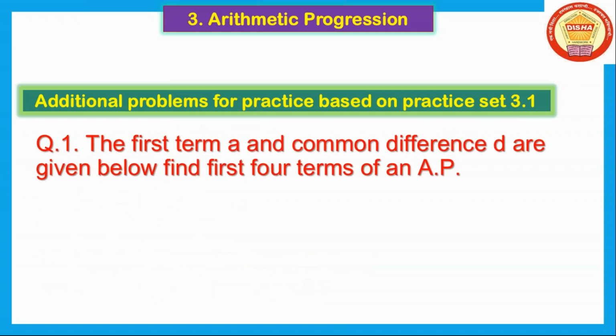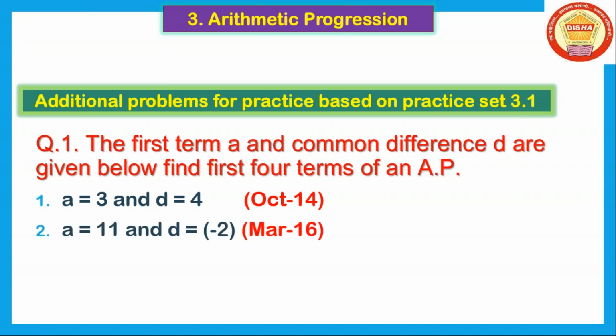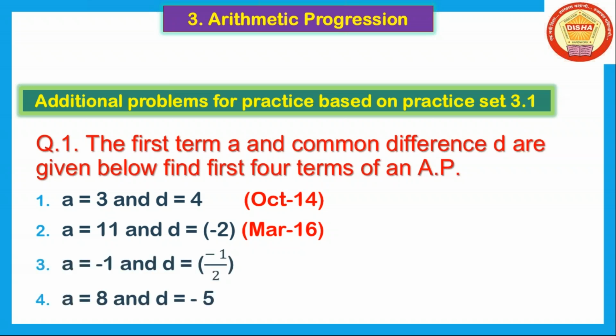Then see again. The second question: the first term and the common difference D are given below, then find the first four terms. A is given, D is given. It was asked in October 14. The next example is A is equal to 11, D is equal to negative 2. This question was asked in March 16. And I am giving you another two examples for practice. If you want this screenshot, take it now.